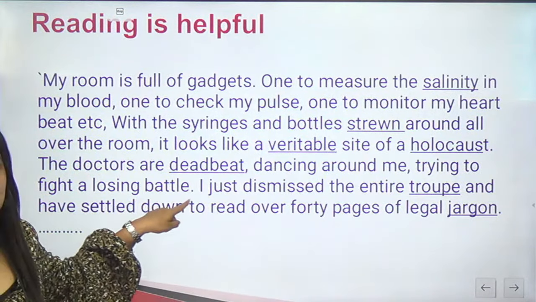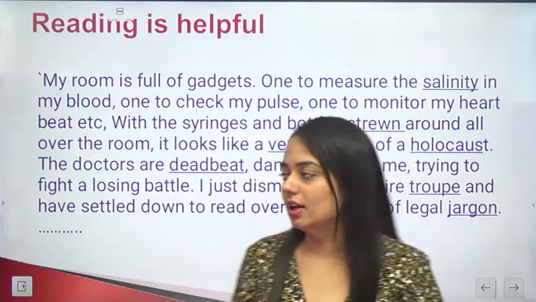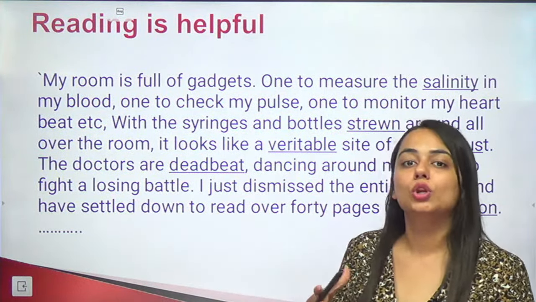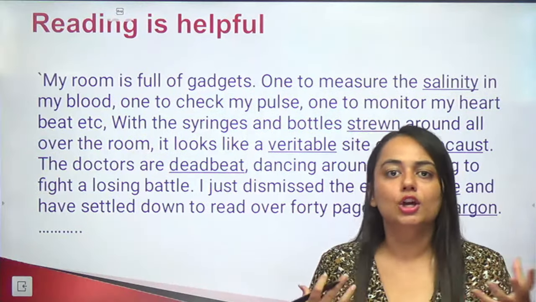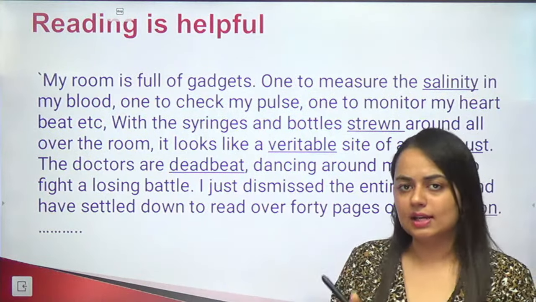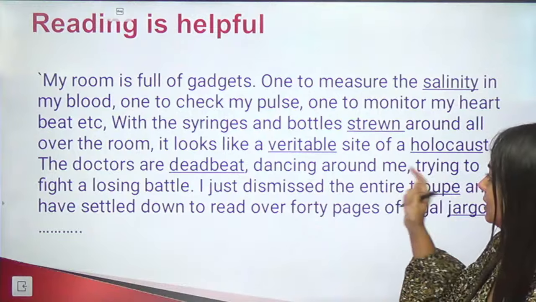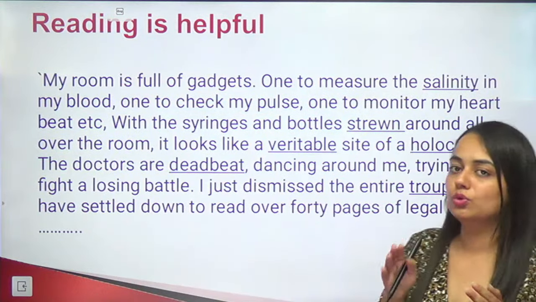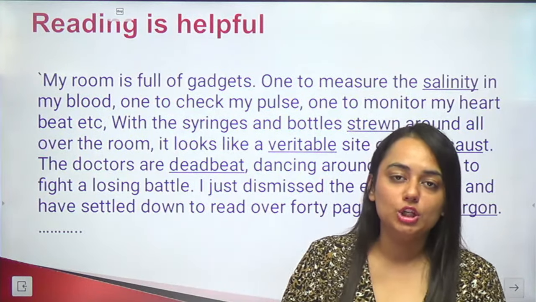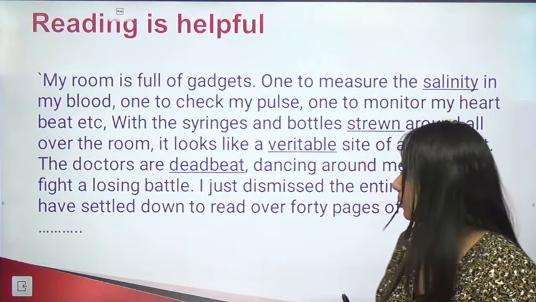First of all, he is pessimistic. He is saying losing battle. He knows he is not going to recover, right? So from this you can guess what the author's tone is in this particular context. Is it negative, positive, neutral, sarcastic, comic? Here it is sarcastic and negative. "So the doctors are deadbeat, dancing around me, trying to fight a losing battle." Tell me, do the doctors perform operations or do they dance? Dancing is the work of actors or dancers, right?